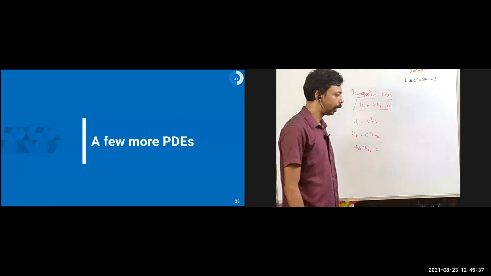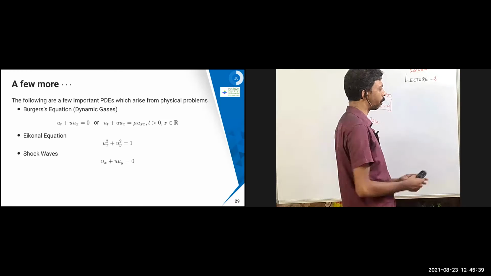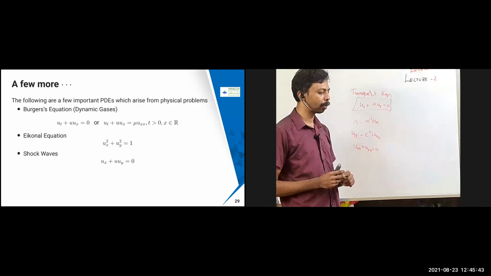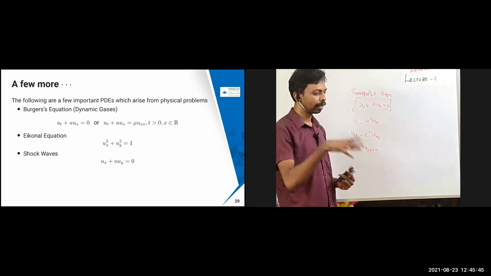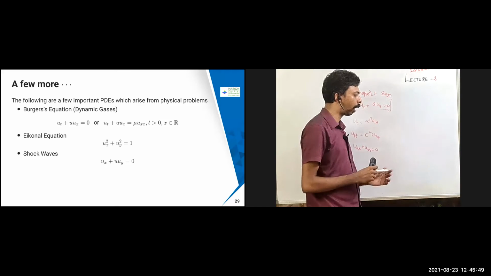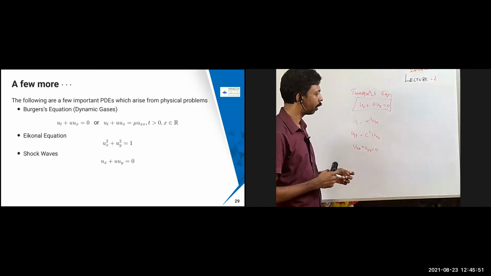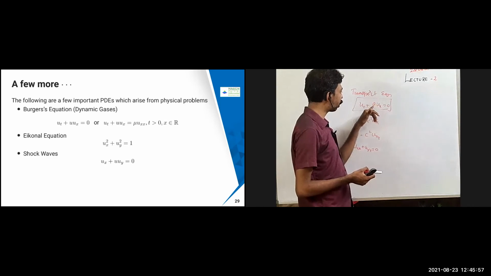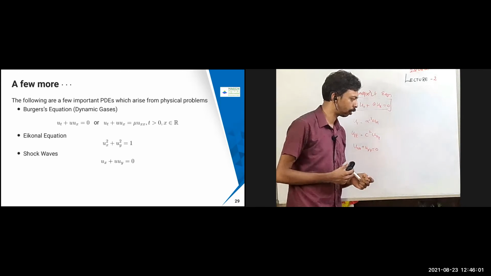A few more PDEs. For example, you can see the Burgers' equation, which discusses dynamic cases, how gases are flowing or how gas dynamics works. Those things you can get from the Burgers' equation. The Burgers' equation is similar to the transport equation. In the transport equation, you have A as a constant, whereas in Burgers' equation, it will be U. So that is similar to the transport equation. This is called Burgers' equation.